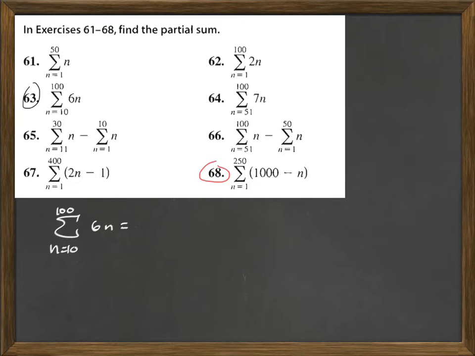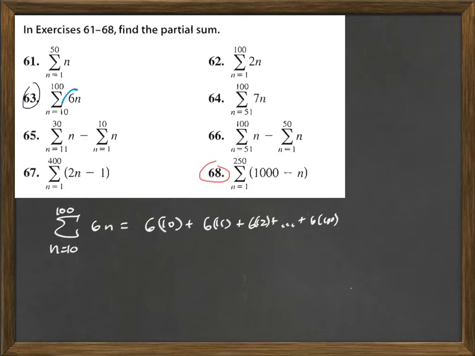Now what this means is that I'm going to plug in 10 first. And then I'm going to plug in 11, and then I'm going to plug in 12, and oh my goodness, yep, you guessed it. We're going to do this all the way to 100. Now that's crazy. We're going to go 100 times 6, and we're going to add them all together. Now, that's too long.